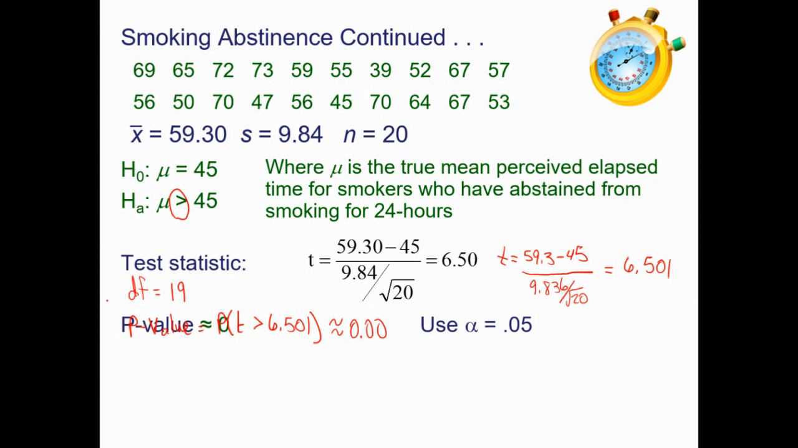So let's conclude down here. There it is. Since the p-value is less than alpha, we reject H naught.